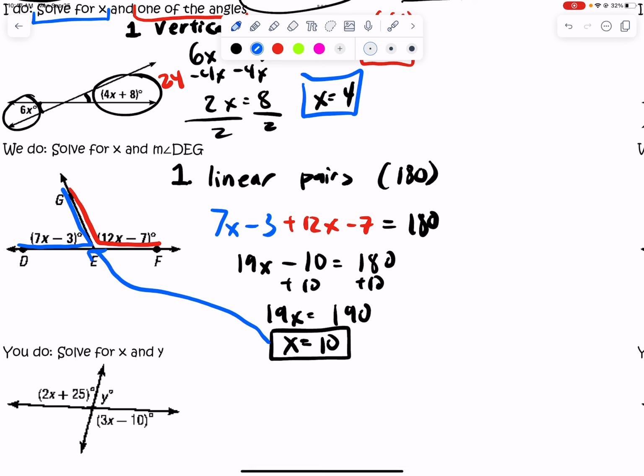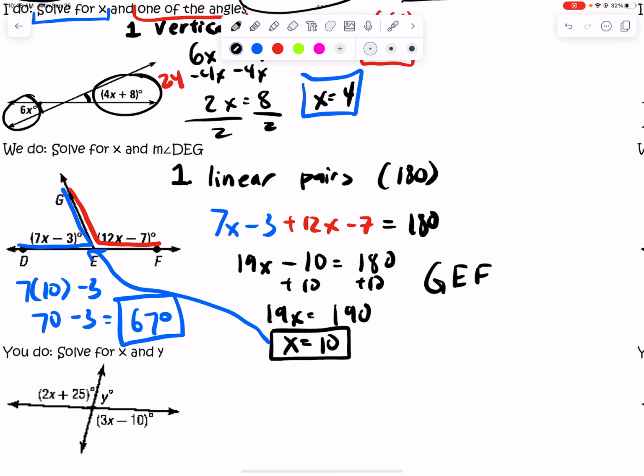So I'm going to plug in 10 for x. So 7 times 10 minus 3. 70 minus 3. 67 degrees. So x was one of the answers, and angle DEG was 67 degrees. And even though it's not asking for it, I can find the other angle GEF if I wanted to. GEF would just be 180 minus 67, which is 113. That's quick math, without me plugging it in.